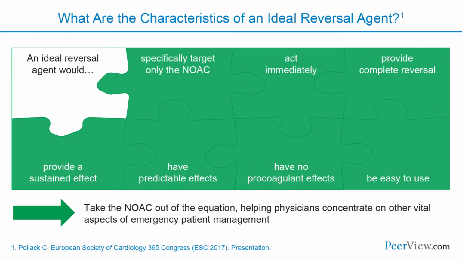So if we're going to reverse, and we'll talk about repletion separately, if we're going to reverse an oral anticoagulant, what type of properties would we like to see in the reversal agent? If we could design an ideal reversal agent, it would specifically target only the NOAC the patient's taking. It would act immediately. It would completely reverse the agent in question. It would provide a sustained effect so that we can then take care of the patient who's no longer coagulopathic. It would have very predictable effects. It would have no procoagulant or antithrombotic effect itself. And it would be easy to use.